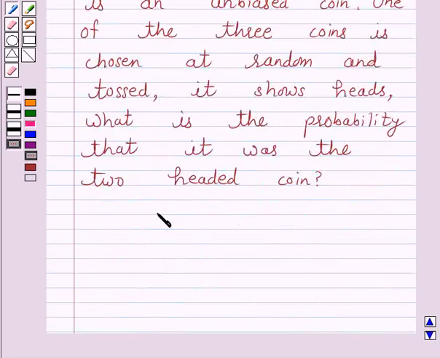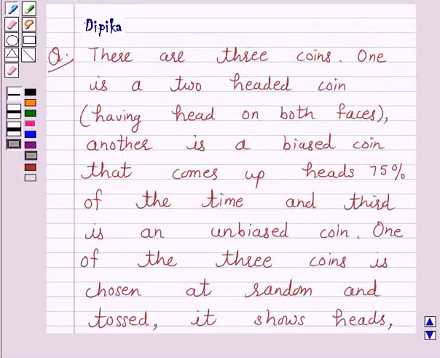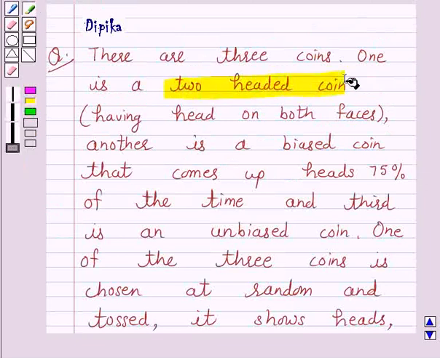Now we will use Bayes' theorem to solve this question. So let's start the solution. Now according to the question, there are three coins. One is a two-headed coin. Another is a biased coin and the third is an unbiased coin.